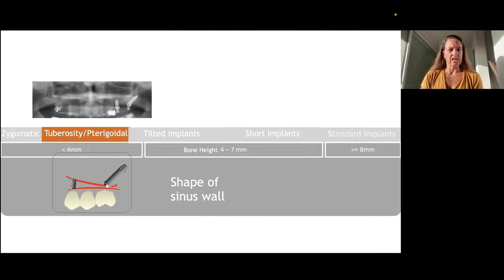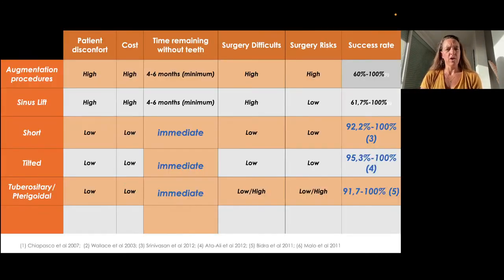So in this case, for example, I'm going to show you how important it is. This is very important because this is also an option. And from what you can see in terms of success rate, it has very, very high success rates, between 91.7 and 100% according to BIDRA.